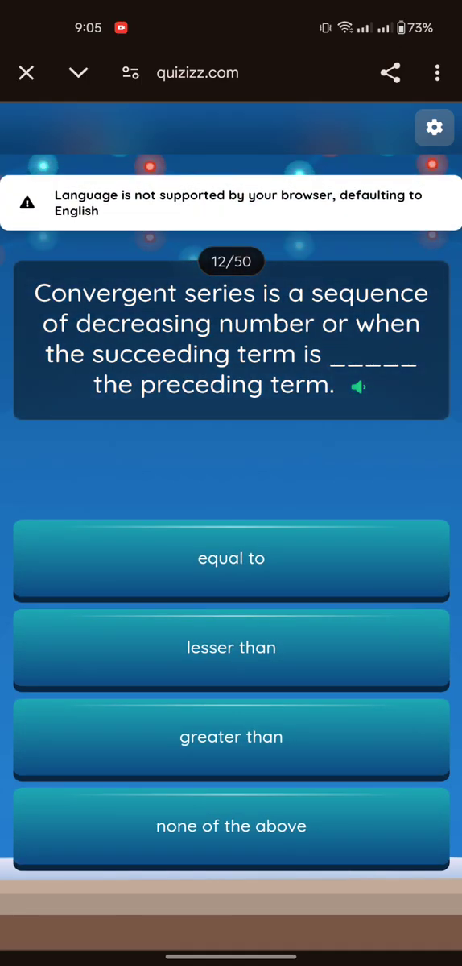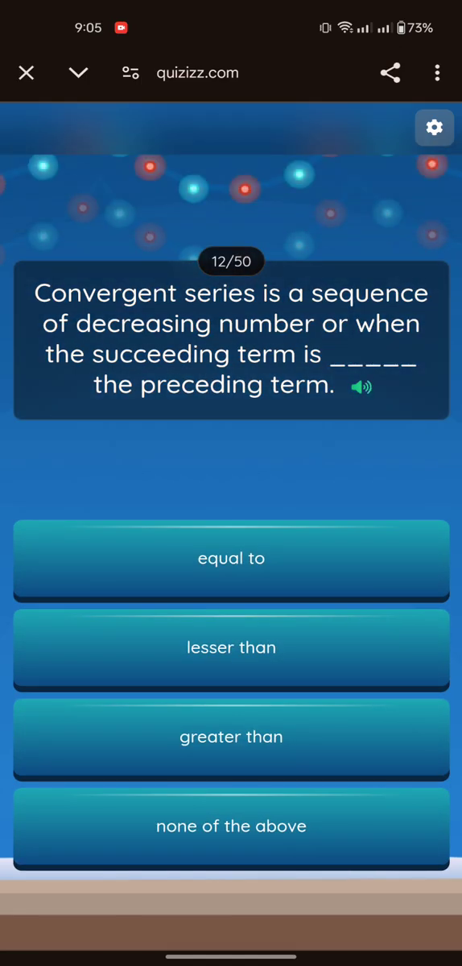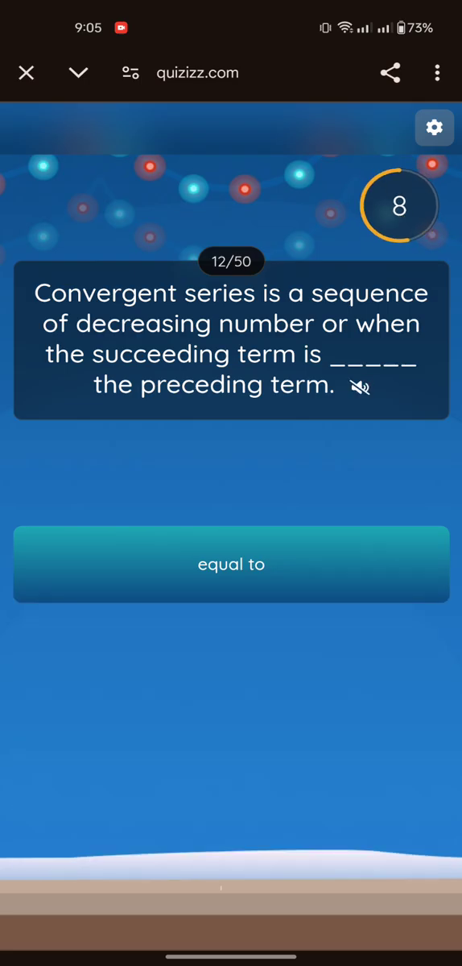Question. Convergent series is a sequence of decreasing numbers, or when the succeeding term is blank the preceding term. Option 1 equal to. Option 2 lesser than. Option 3 greater than.